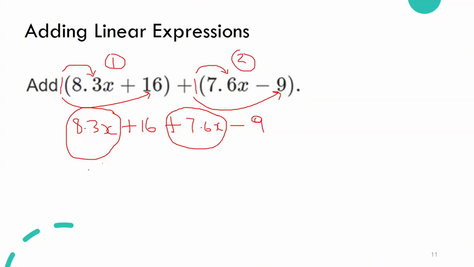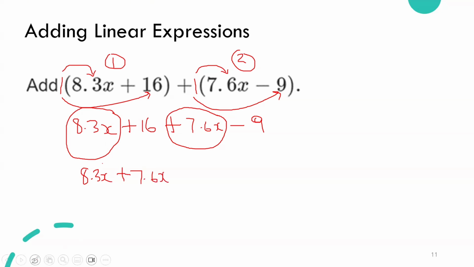Once I identify those terms, I'm going to rewrite the expression by writing those terms beside each other. It's going to be 8.3x. And one thing to note, when you identify your like terms by putting shapes around them, make sure you put the shape around the sign in front of the number. So when you rewrite your expression, you know what signs you are using to separate the terms. So it's going to be 8.3x plus 7.6x.